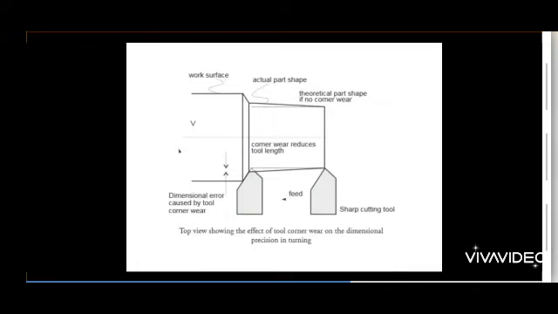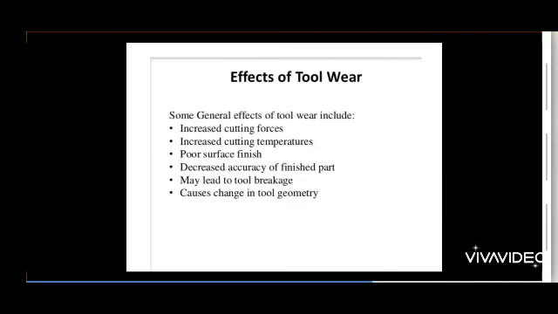So what happens if wear takes place during machining? At the top of the diagram, the curved line indicates the actual part, and the dotted line is the desired diameter you have to achieve. Because of the continuous flank wear of the tool, instead of getting that diameter, you will get a taper section. At the bottom left side, they have given the dimension error caused by the tool corner. This is the effect of tool wear.